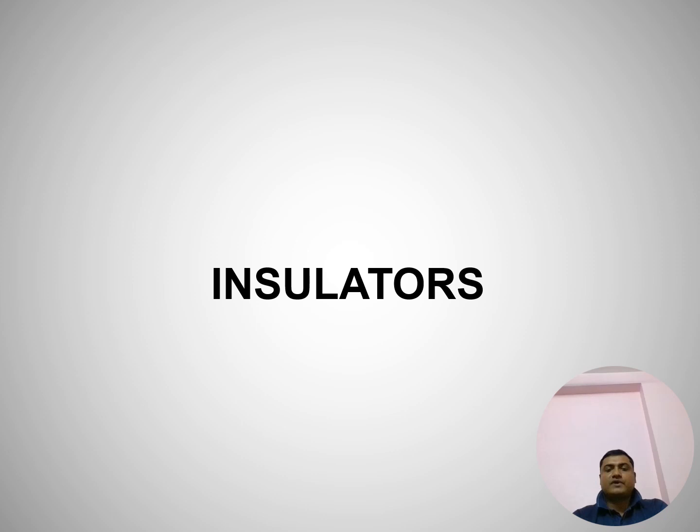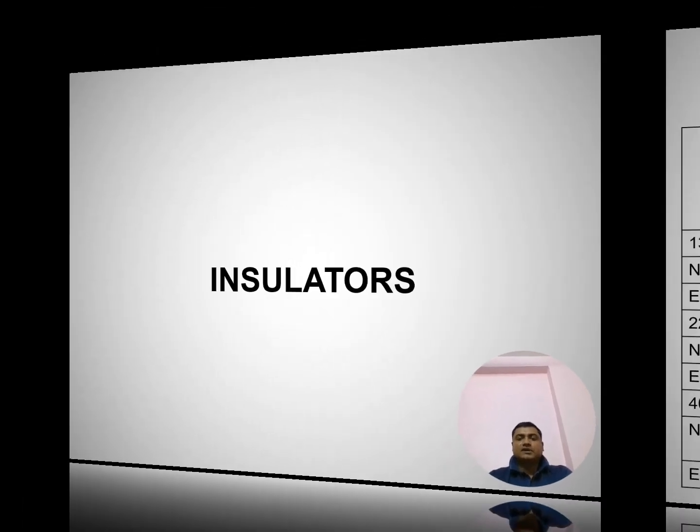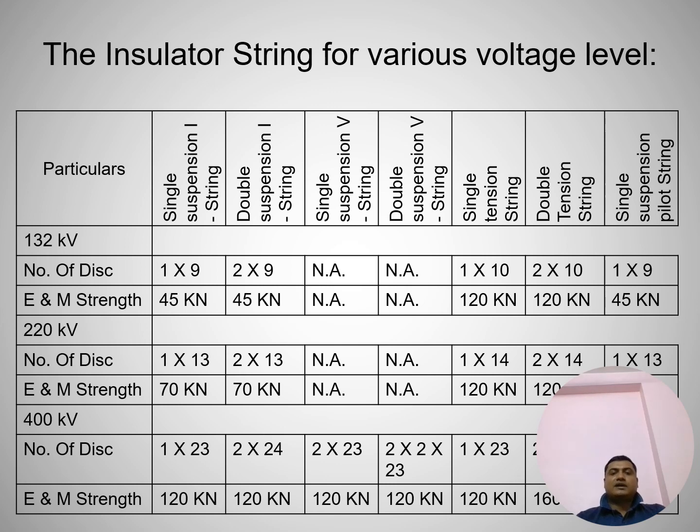Now I am coming to the insulator part. For the insulator there are two things. First is how many discs are to be used according to the voltage level. According to the voltage level, a different number of discs is used, and the tensile strength of the discs also differs. For 132 kV, we have used 45 kN discs: 9 discs for suspension and 10 discs for tension. For 220 kV, we have used 70 kN discs: 13 for suspension and 14 for tension.